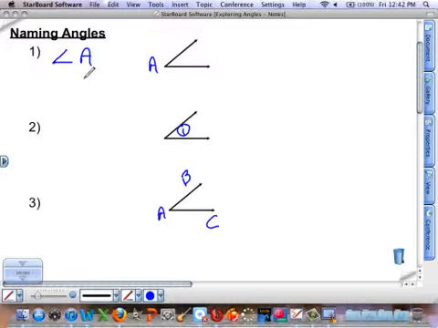On number 2, what's inside the circle? A 1. So a lot of times on different worksheets or different types of problems, they'll be numbered. So we're between the two rays. And so we just call that angle 1.